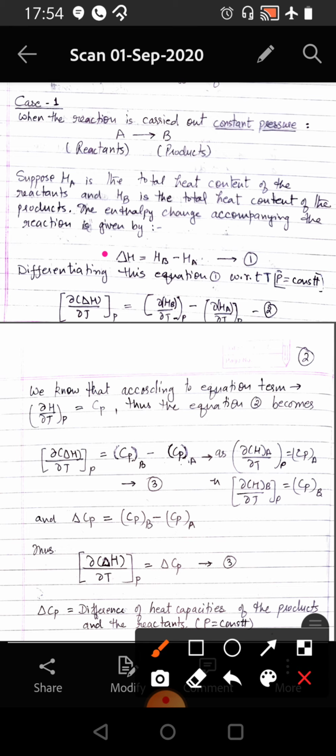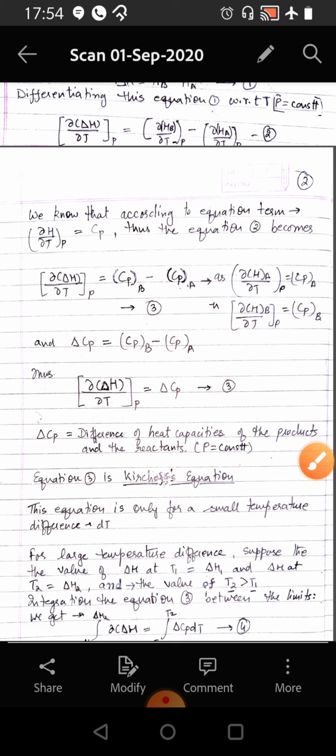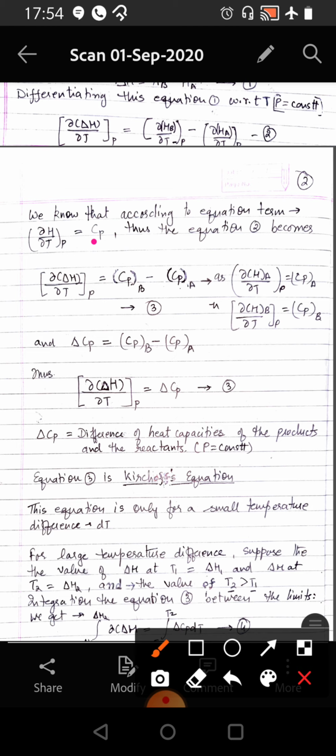Now differentiating this equation with respect to T at constant pressure, the equation becomes del delta H upon del T at constant pressure P is equal to del HB upon del T at constant pressure P minus del HA upon del T at constant pressure P. We know that according to the equation, the term del H upon del T at constant pressure is equal to Cp. Now the terms del HA upon del T at constant pressure P and del HB upon del T at constant pressure P are equal to the heat capacity of the reactants and the heat capacity of the products respectively.